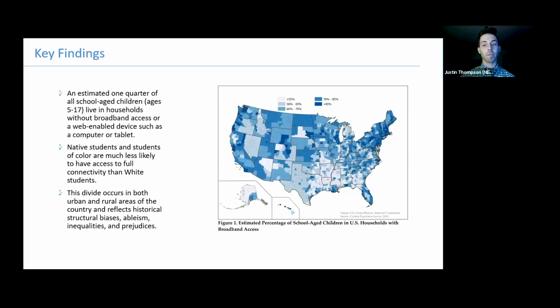So as I mentioned earlier, an estimated 1/4 of all school-age children, and that's students aged 5 through 17, live in households without either broadband access or a web-enabled device, such as a computer or tablet. Native students and students of color are much less likely to have access to full connectivity than white students, but these inequalities systematically track across divisions of race, socioeconomic status, and geography. And this divide also occurs in both urban and rural areas of the country and reflects historical structural biases, ableism, inequalities, and prejudices.